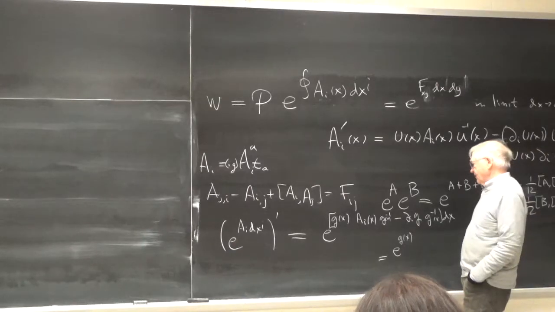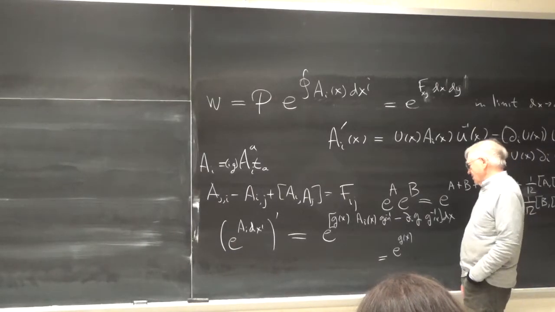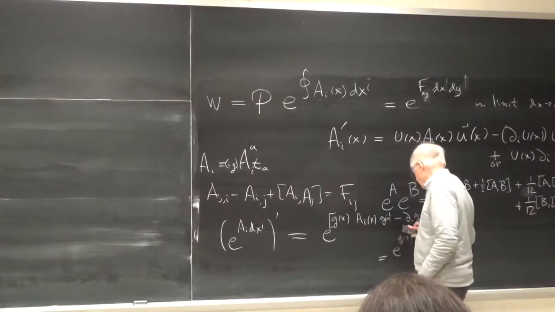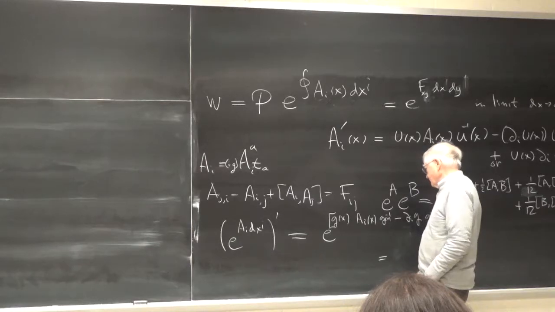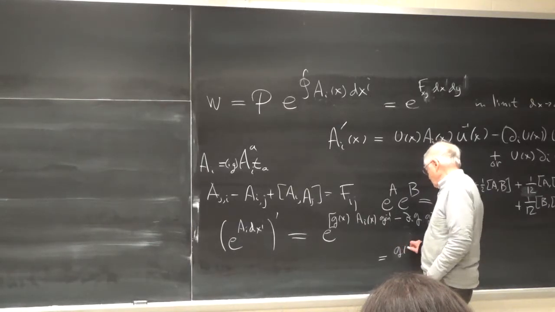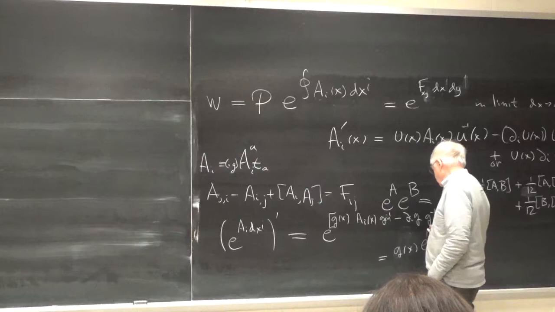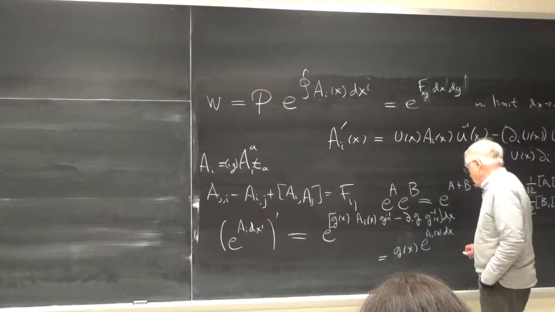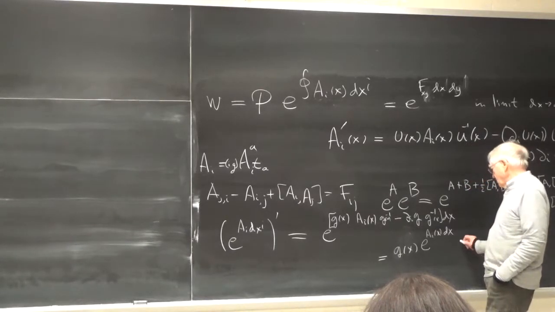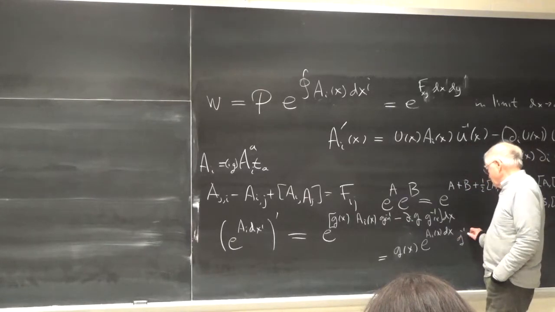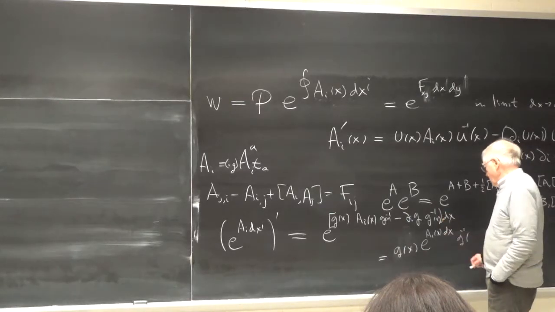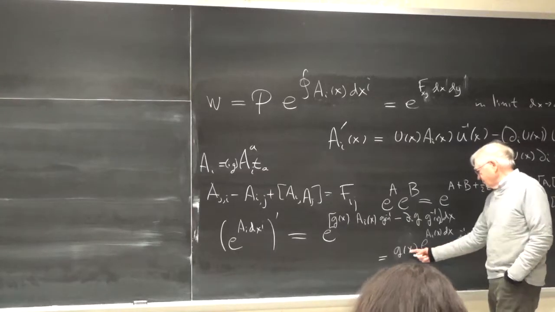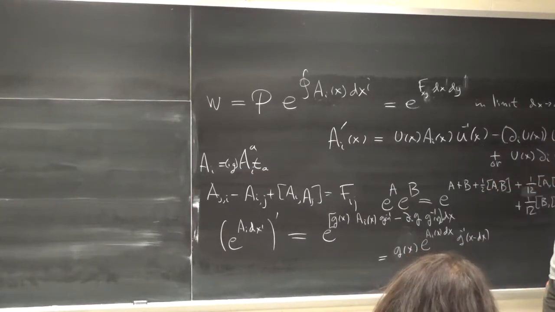Actually, now that I think about it, I think it's actually g of x, not e to the g of x. I think it's just this. But it's g inverse at x minus dx, or equivalently g of x plus dx.